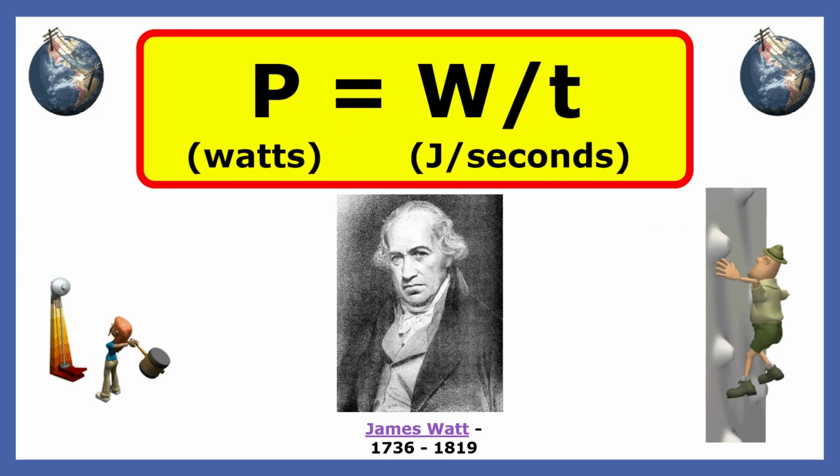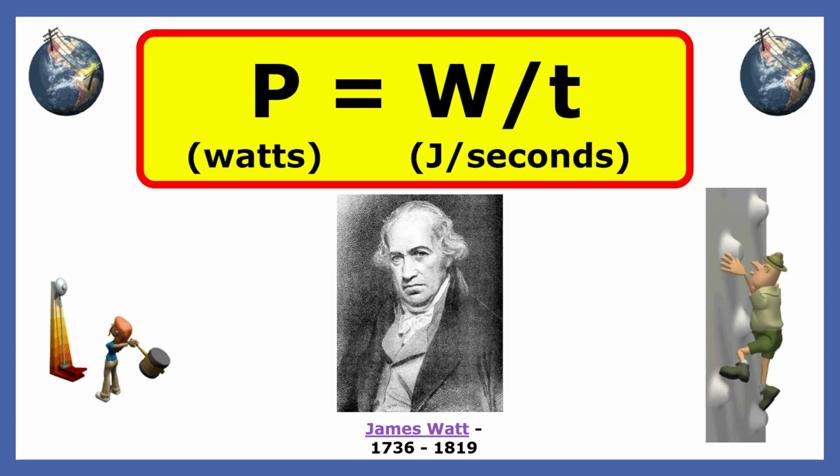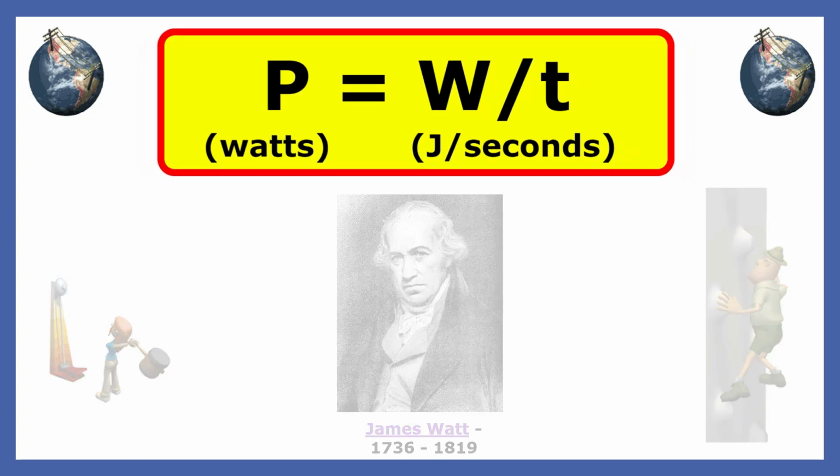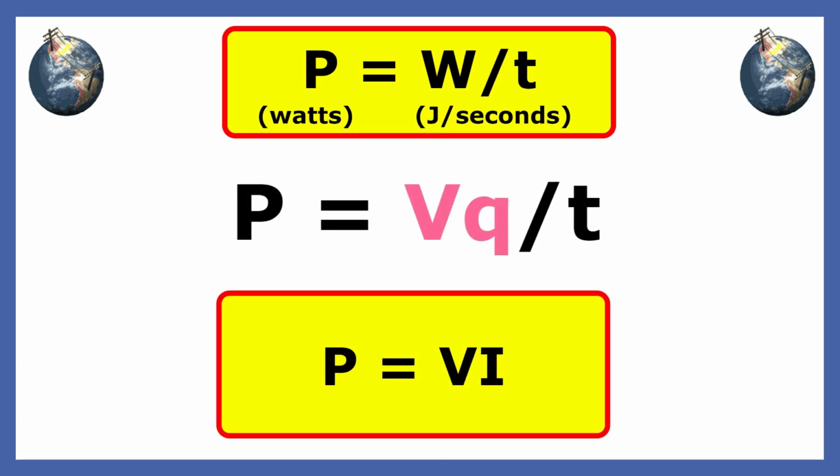Power is found by dividing the work output, or energy expended, by the elapsed time. Power is measured in joules per second, or watts. Now I'm going to transform the power equation so that it includes voltage and current. Since electrical work is the product of voltage and charge, we can replace the W with V times Q in the equation. Since Q over T is current, we see that the power equation can be found by multiplying voltage and current.